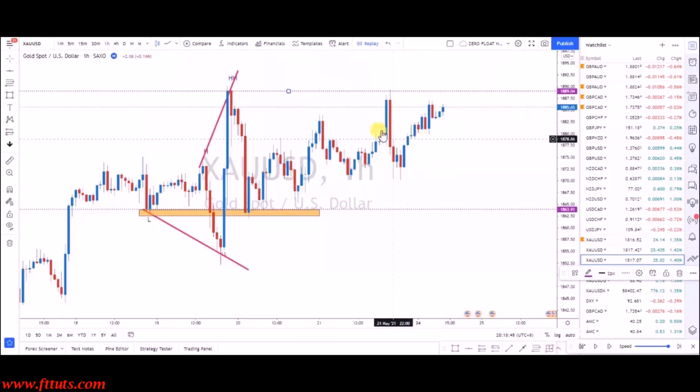Okay, so you can see here price takes quite some time to reach our take profit. Anyhow, whether slow or fast, price has still reached our take profit.